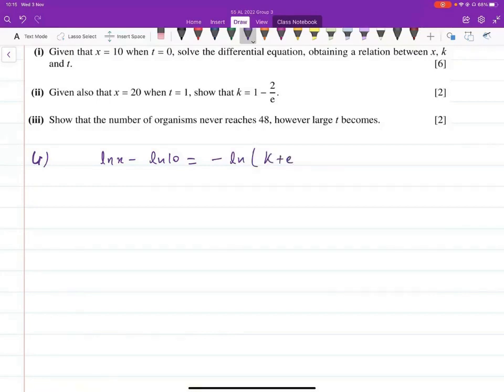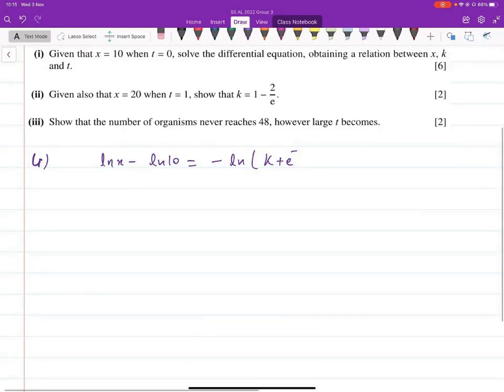Whole power minus one? Minus t? Yes? ln.